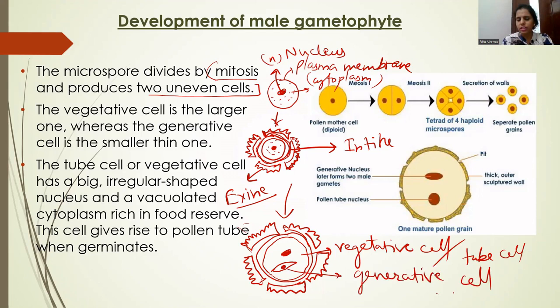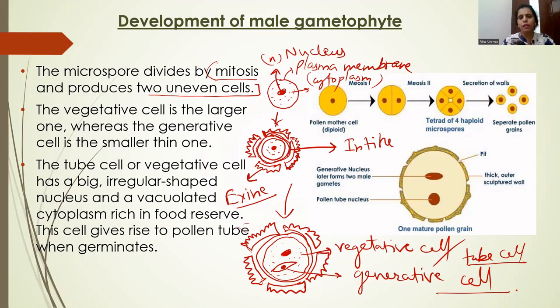Okay, generative cell. Now this larger cell is known as the vegetative cell or tube cell, because this larger cell is not directly involved in the process of reproduction. This larger cell has a very dense cytoplasm, because a large amount of food reserve is present in this larger vegetative cell.